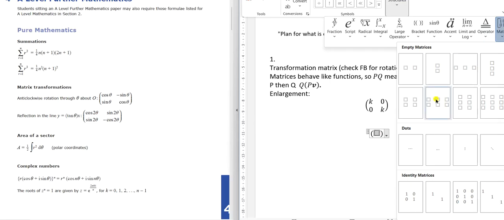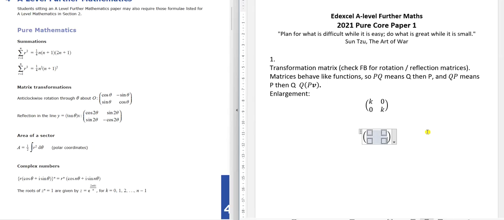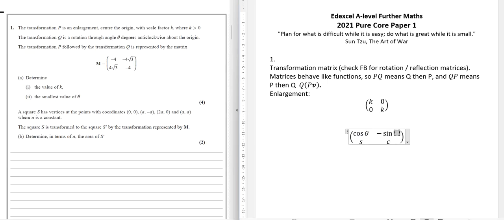the question. So I already know I'm going to be interested in something that involves cos minus sine, sine cos. That's an anti-clockwise rotation by theta degrees. They've said we have an anti-clockwise rotation by theta. In other words, precisely what I've just mentioned. Cos minus sine, sine cos.